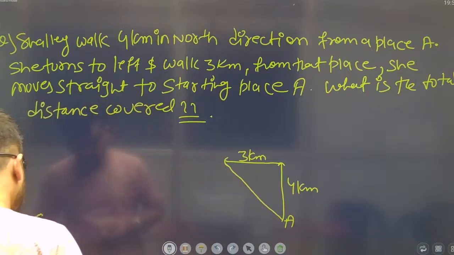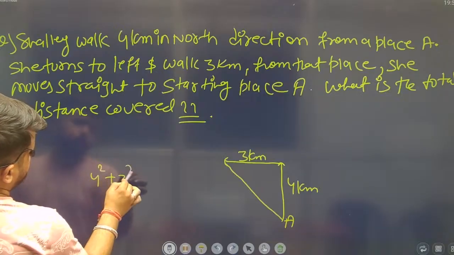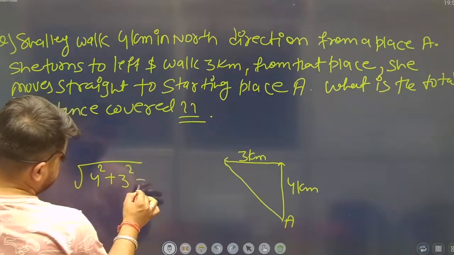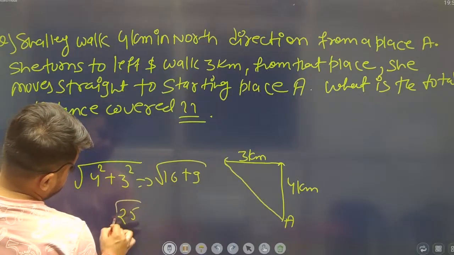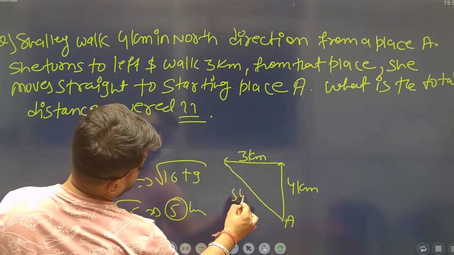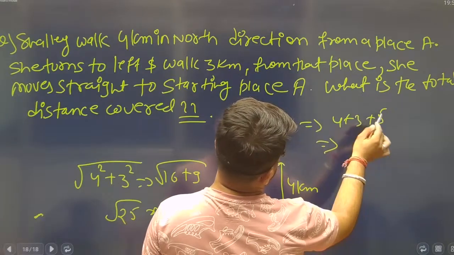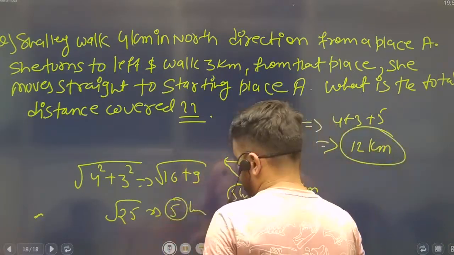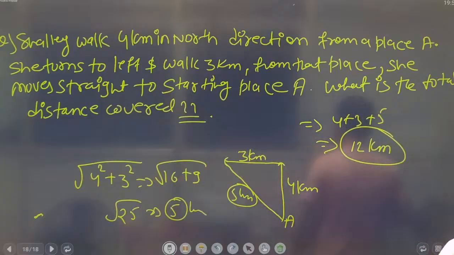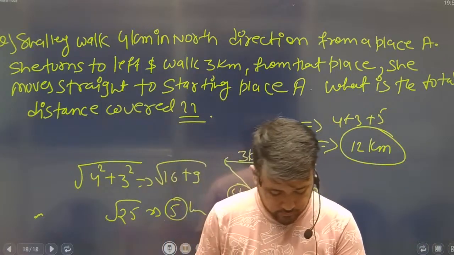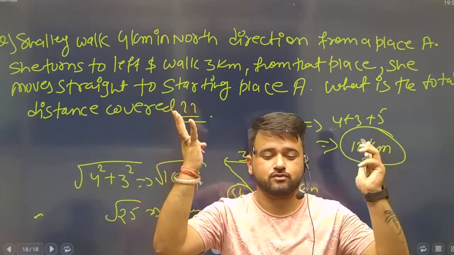We have to apply Pythagoras here, kids. Pythagoras is simple: 4 squared plus 3 squared under root, equal to 16 plus 9 under root. How much do we have? 25. The root of 25 is 5 kilometers. It came here, she has to travel 5 kilometers. What is the answer? 4 plus 3 plus 5, how much do we have? 5, 9, 10, 11, 12 kilometers. So total 12 kilometers of distance she needs to travel in this. Is that clear everyone? Pythagoras, right?